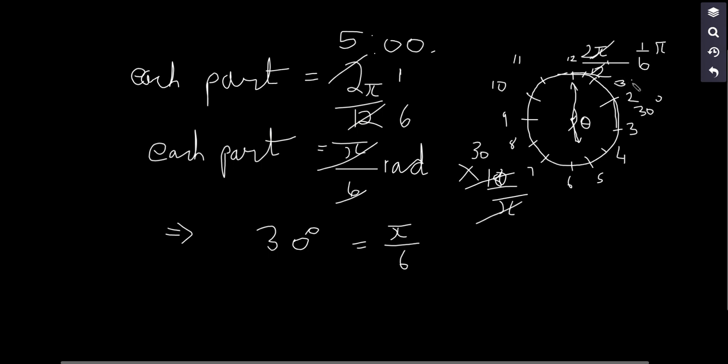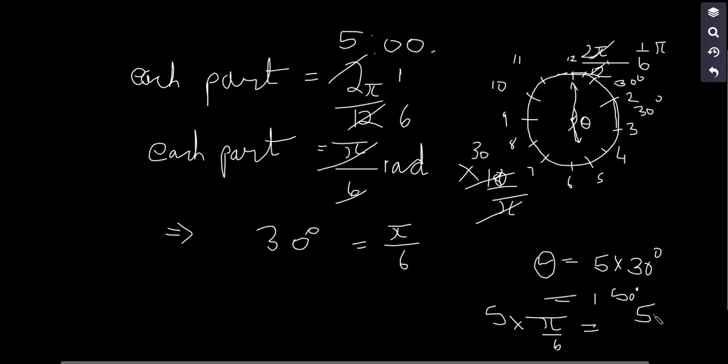This is 30 degrees, this is 30 degrees. From 12 to 1 is 30 degrees, from 1 to 2 is 30 degrees, from 2 to 3 is 30 degrees, from 3 to 4 is again 30 degrees, until 5 again 30 degrees. So 5 times 30 degrees. Theta is 5 times 30 degrees, which is equal to 150 degrees, or in radians it's 5 times pi by 6. As I said, each part corresponds to pi by 6 radian. 5 pi by 6 in radian.